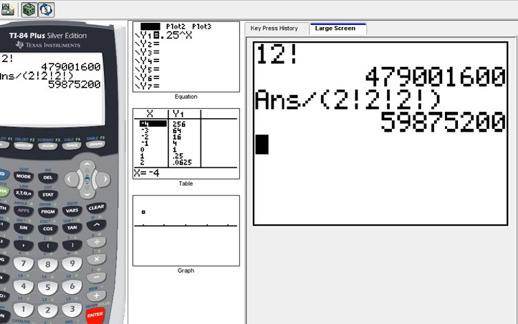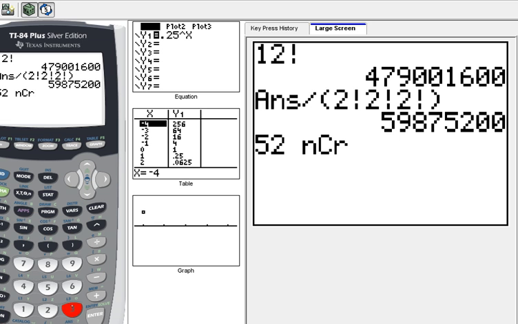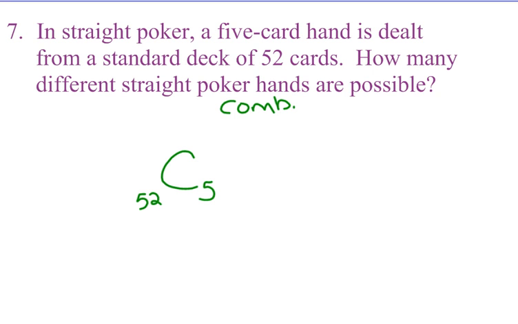When I do that on my calculator, I'm going to go 52, and I'm going to do choose, so C, and then 5. And you see that there are 2,598,960 options for when you're dealt 5 cards in poker. Alright, almost there. Number 8.